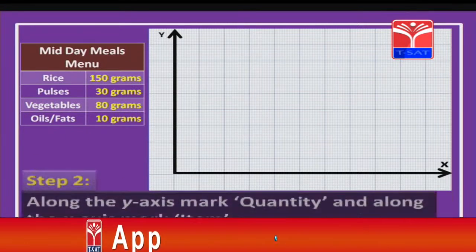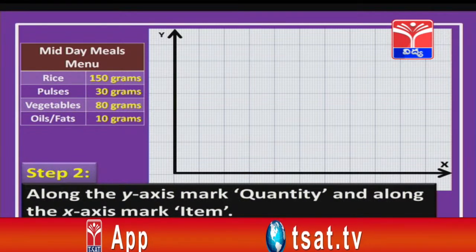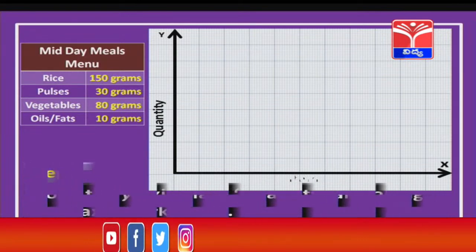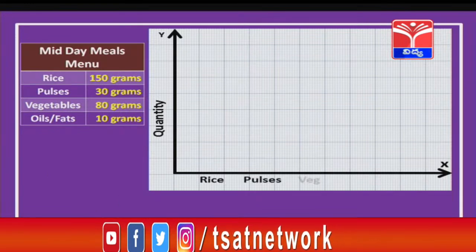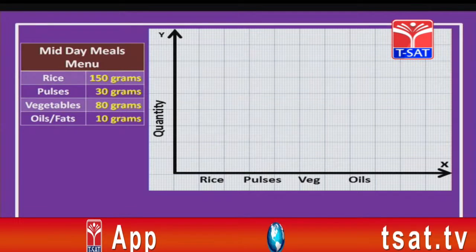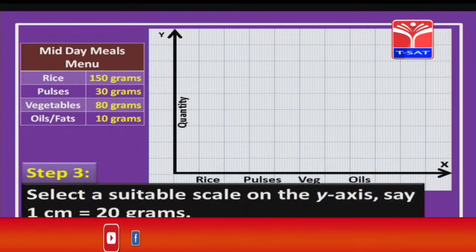In our next step, we are going to mark the quantity on the y axis, whereas the items go on the x axis. So, what are the items, children? Yes, rice, pulses, vegetables, oils. These are all the items which we are going to mark on the x axis. Now, in our third step, we are going to take a suitable scale on the y axis.